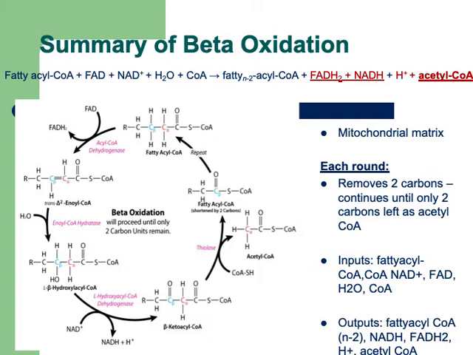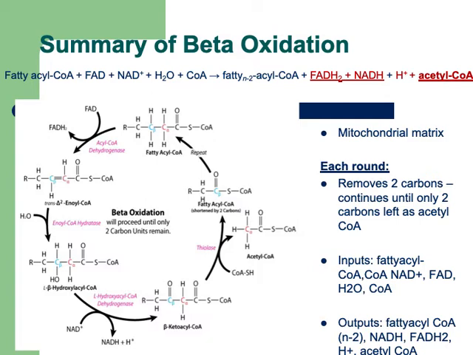So as you can see on the slide, we have our equation, or the summary of beta oxidation as an equation, where we have our activated fatty acid known as fatty acyl-CoA. We insert FAD, which is a coenzyme. We also have another coenzyme, NAD. We combine that with water, so it's a hydration reaction, plus coenzyme A. So lots of things happening here being added. And this is the entire process of what's going on with beta oxidation.